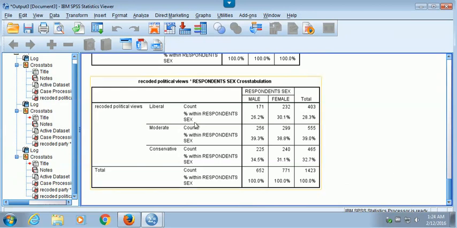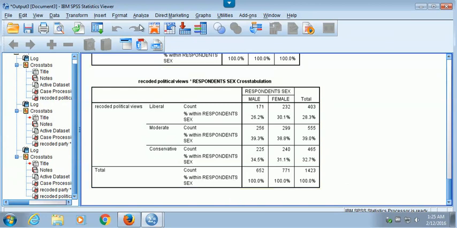When looking at political views, whether it's liberal, moderate, or conservative, this is a good example, again, of showing that there's really no difference. You're looking at a 4% difference here, which isn't very substantial. This is less than 1%, and this is just a little bit over 3%. So there's not really a substantial difference between males and females when you look at the recoded political views.